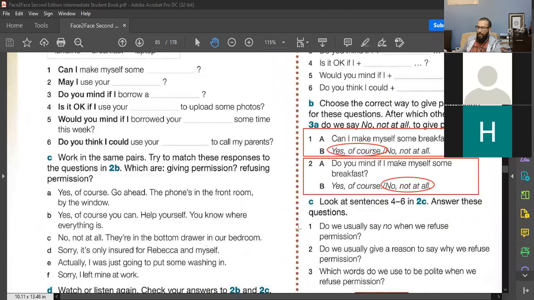All right, let's check the next part. Okay, this time we see the opposite. It says look at sentences number 4 to 6. So you want to focus on number 4 to 6, and these are the answers. And it says here, where is it?